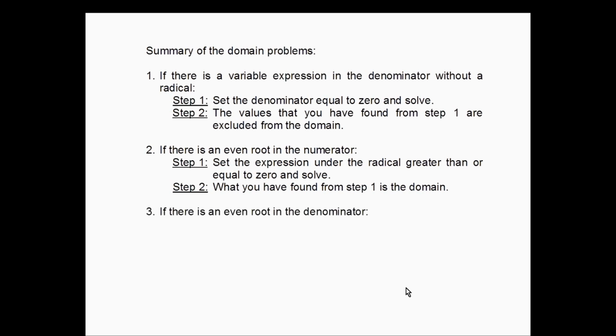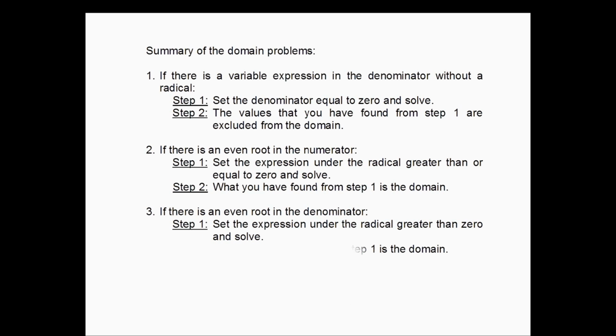Number 3, if there is an even root in the denominator, like 1 over the square root of 2x plus 5, step 1, set the expression under the radical greater than 0 and solve. Notice the difference. If it's in the numerator, it's greater than or equal to. If it's in the denominator, it's strictly greater than. So you're solving an inequality. And again, step 2, what you have found from step 1 is the domain.